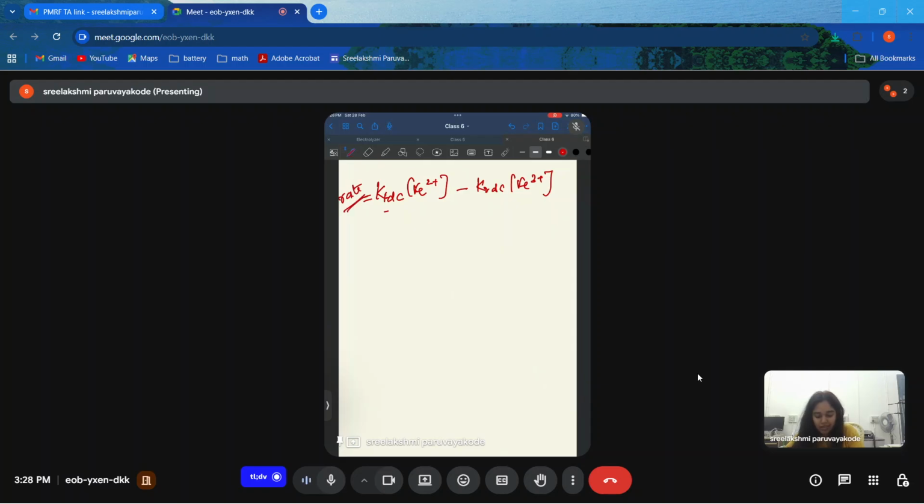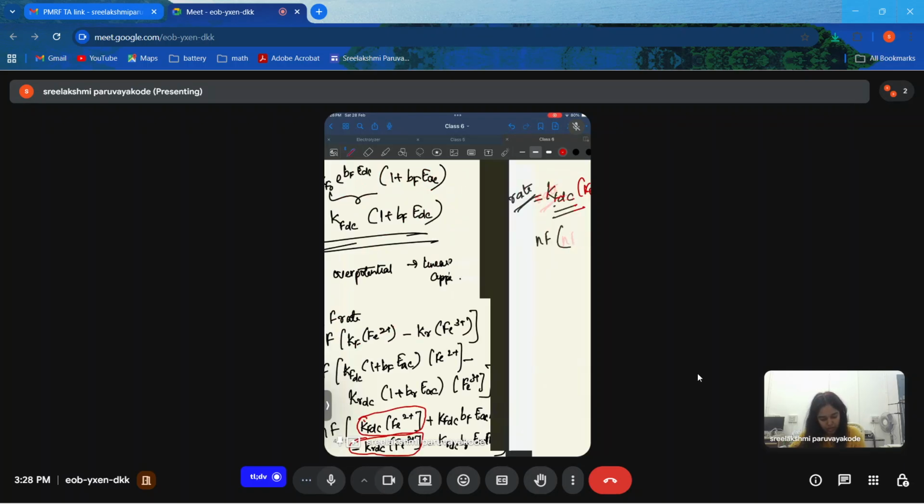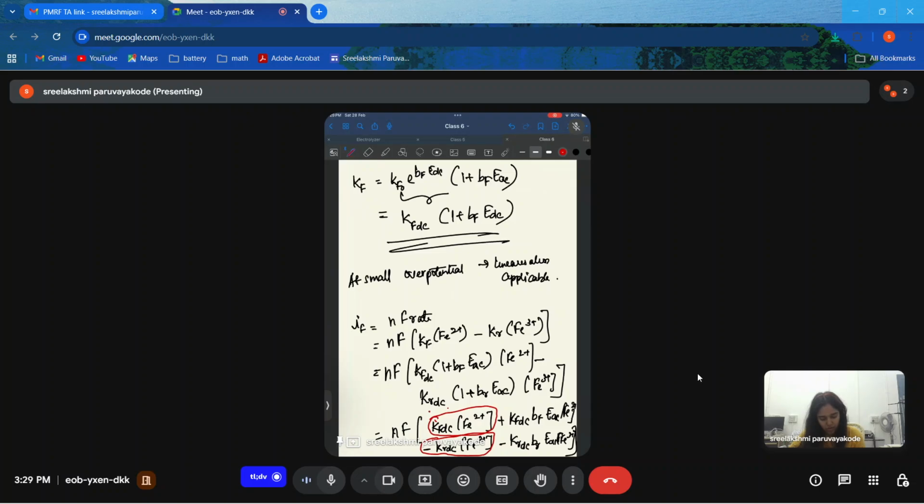Rate at what? It is in DC. This means steady state. So nF into this term corresponds to the steady state rate or steady state current, which is IFDC. There is no AC current applied to that steady state. So when you have kfDC into Fe2+ minus krDC into Fe3+, the whole multiplied by nF, it becomes IFDC. So these two terms can be substituted by IFDC.